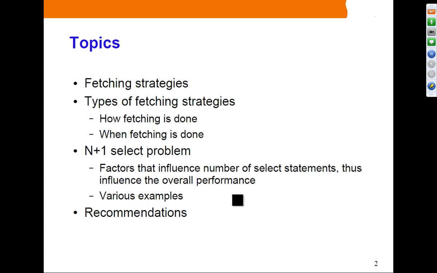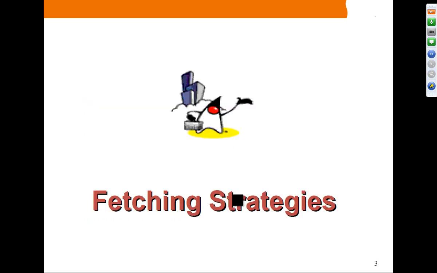And then we are going to look into what the n+1 select problem is all about. It basically influences the number of select statements that need to be performed, and obviously that will influence the overall performance. So you want to avoid the n+1 select problem. We are going to see various examples of when the n+1 select problem occurs, and then recommendations at the end.